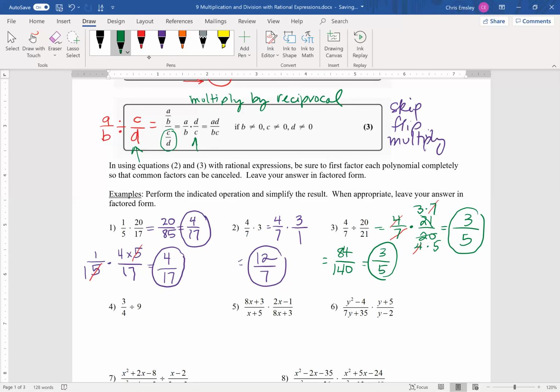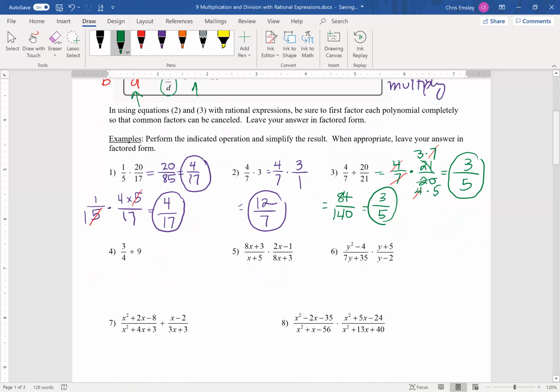Number 4, we have a division problem again. So when we rewrite that, if we skip the first and then flip the second, well, what is 9 when we flip it? Well, remember 9 is equivalent to 9 over 1. So when we flip it, it becomes 1 over 9. And then we multiply those two together.